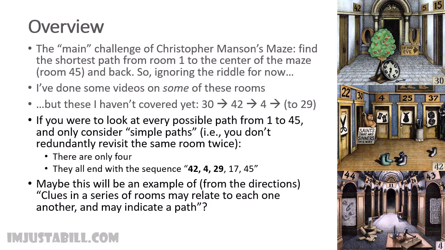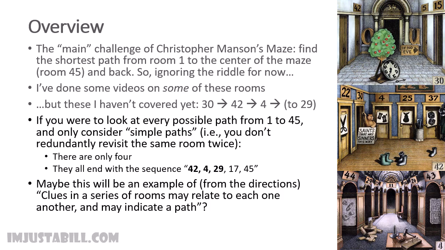So if you were to look at every possible path from 1 to 45, let's ignore the 45 back to 1 for the moment, and we only consider what are called mathematically simple paths, in other words, we're not redundantly returning to a room we've already visited on our trip and going back out again, it turns out that there are only 4 unique paths from 1 to 45, and all of them end with the following sequence of rooms: 42 to 4 to 29, 17, and then finally 45.